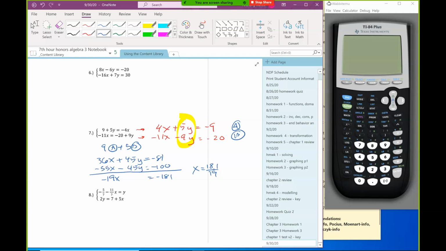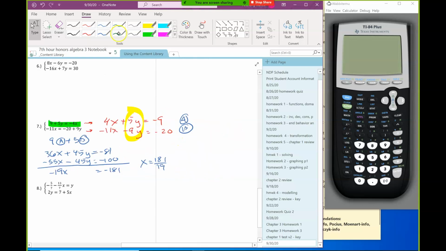Is that okay, Amy? And then to get my answer, I would just plug this back in to some place. It doesn't really matter where. I'd probably use this one because the x part is already by itself. The numbers are smaller there. It's not really a good reason, it just looks like the better place to go.